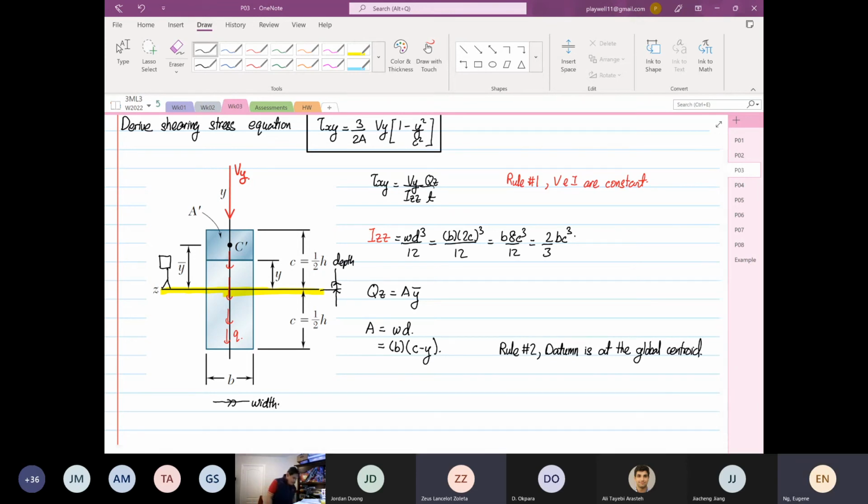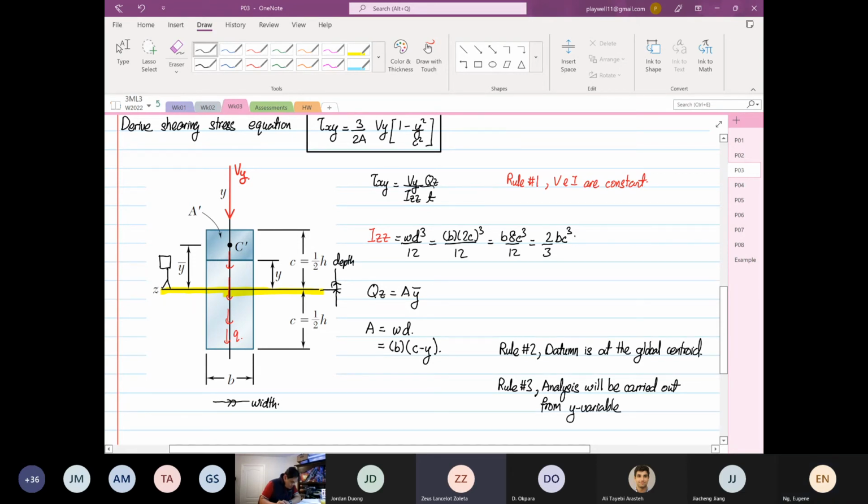Then also comes rule number three. It's a simple equation like this, but you can get two rules. Rule number three is the analysis will be carried out from the y variable at its maximum.